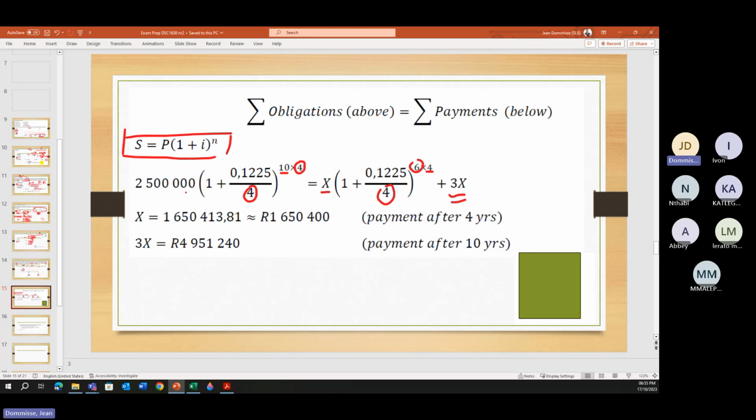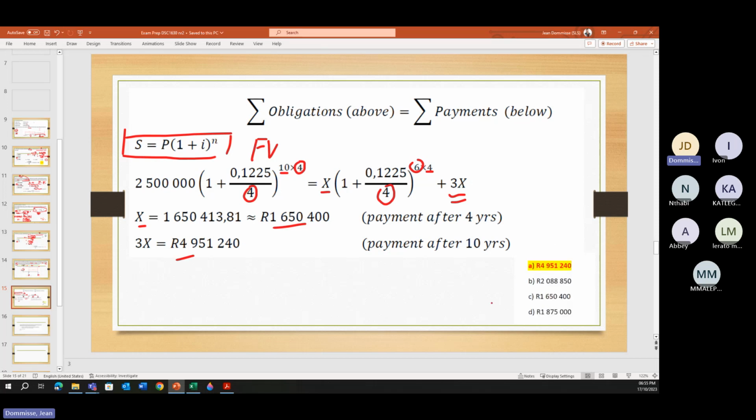So we need to work out what the future value is. And then with that future value, we will make it equal to the x plus a fraction plus your 3x. And then when we work that out, we will get that your x is around 1650, and if we multiply that with 3, you will get that value.